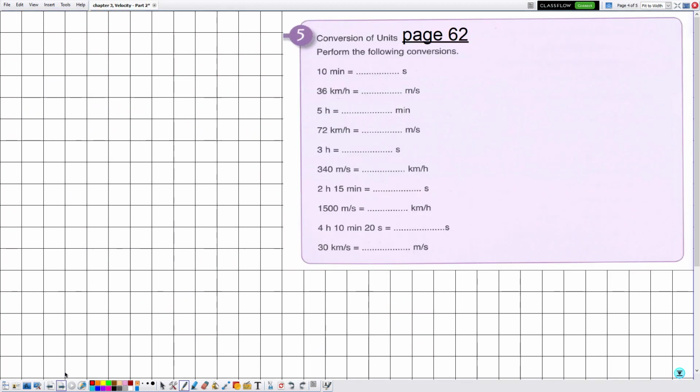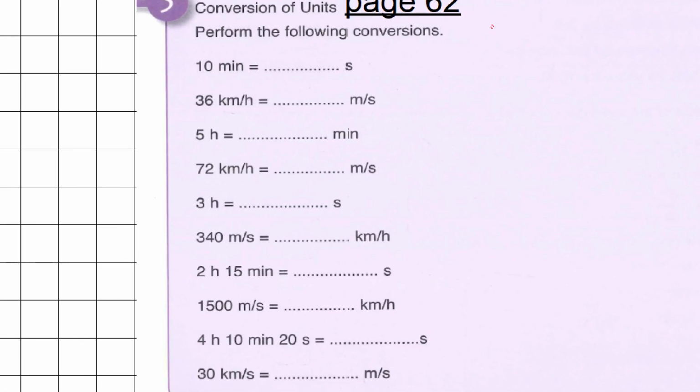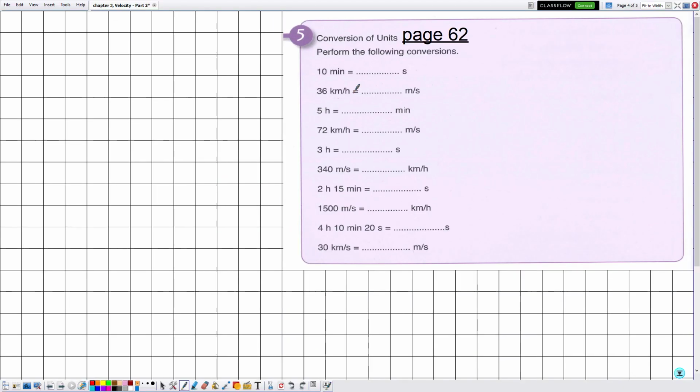So in this case, let's solve exercise number 5, page 62, as a direct application of what we have explained. They are telling us in this exercise to perform the following conversions. We need to convert from minutes to seconds. In order to convert from minutes to seconds, we simply multiply by 60. In this case, 10 minutes is equal to 10 multiplied by 60, which is 600 seconds. So the missing number here is 600 seconds.